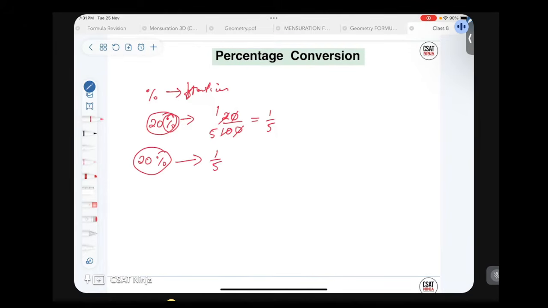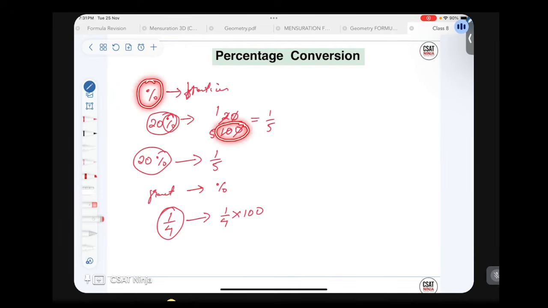Now the other way around: if you want to convert from fraction to percentage, what do you do? Let's say you have a fraction of 1 by 4. To convert this into a percentage, you multiply it by 100. Earlier we were dividing by 100 when converting from percentage to fraction, and when converting from fraction to percentage, you multiply by 100. Cancelling, 4 into 25, which is equal to 25%. So 1 by 4 is nothing but 25%.